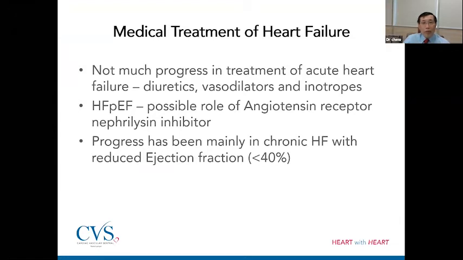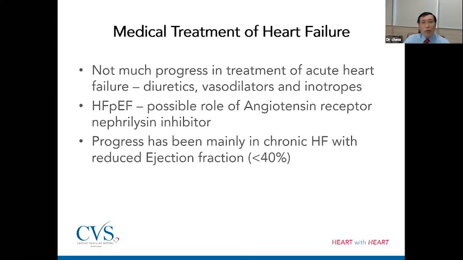For acute heart failure, there hasn't been much progress in treatment. We still use diuretics, usually intravenous diuretics. If the blood pressure is good, we use vasodilators. And if the patient has low blood pressure and poor cardiac output, we use IV inotropes. For the group of patients with heart failure with preserved ejection fraction, where the EF is more than 50%, many agents have been tried, but up to now, none has been shown to improve outcomes.